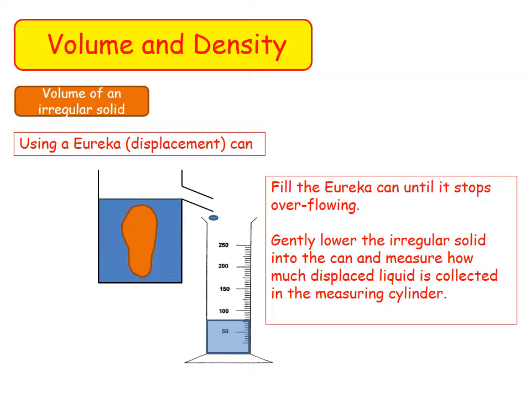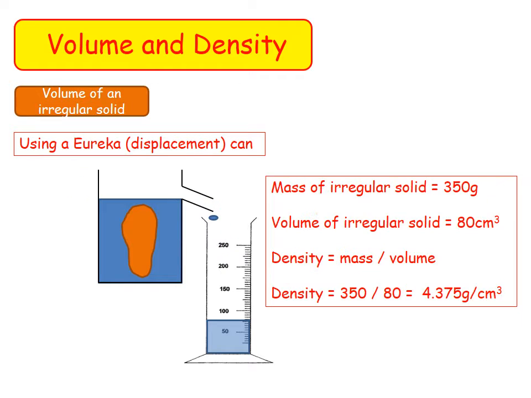The other way you can do it is using something called a Eureka displacement can, which is this thing right here. What you do is you fill the Eureka can until it stops overflowing, about to this mark here, just before the spout. Then you gently lower the irregular solid into the can and measure how much water is displaced. As the object enters, the water is going to displace into the measuring cylinder, which you can then record the volume of as usual.